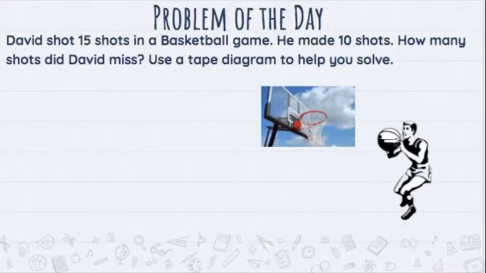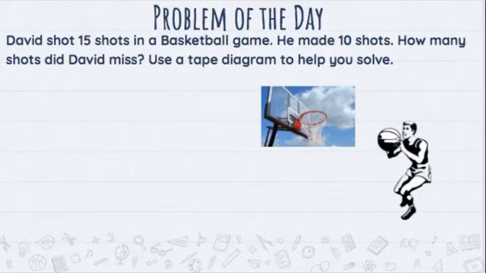Problem of the day. Please point to the first word. We will read it together. The word is David. David shot 15 shots in a basketball game. He made 10 shots. How many shots did David miss? Use a tape diagram to help you solve.